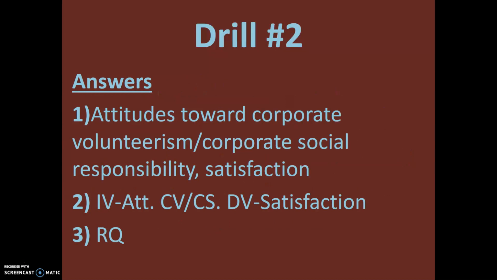Here are the answers for drill 2. Number 1, attitudes toward corporate volunteerism and corporate social responsibility and satisfaction. The independent variable was attitudes toward corporate volunteerism or social responsibility, and the dependent variable was satisfaction. That means that the attitudes that employees have were able to affect the satisfaction with the organization. That's what makes each one the independent and the dependent variable.